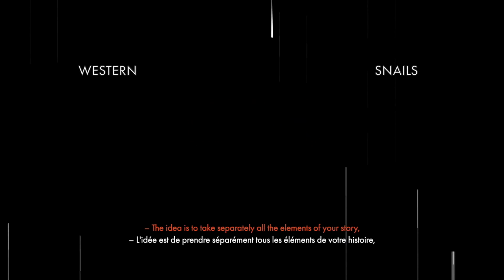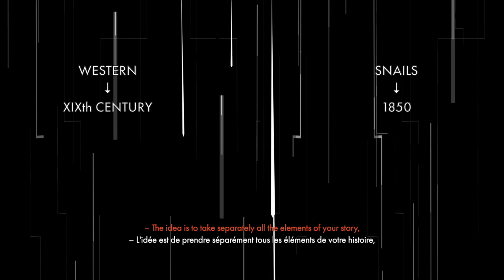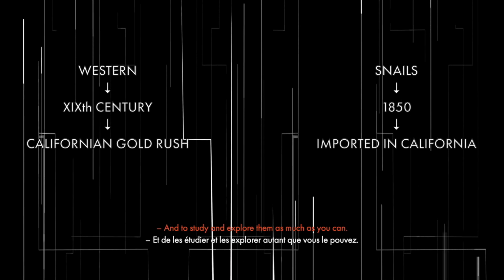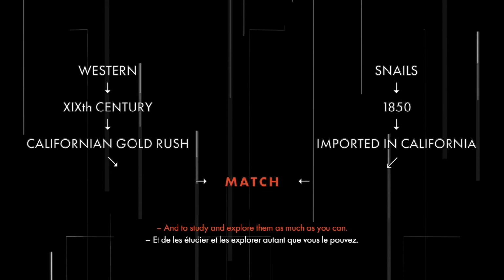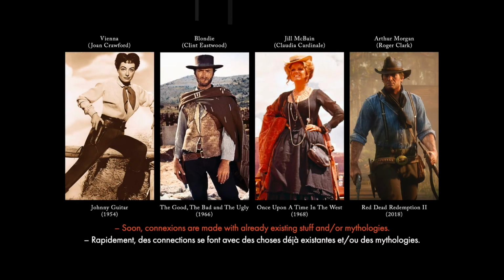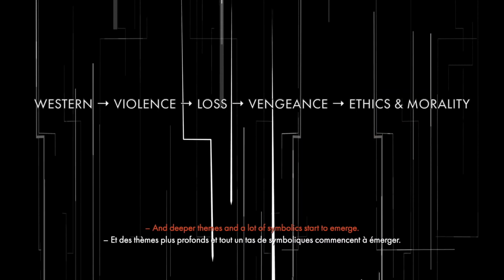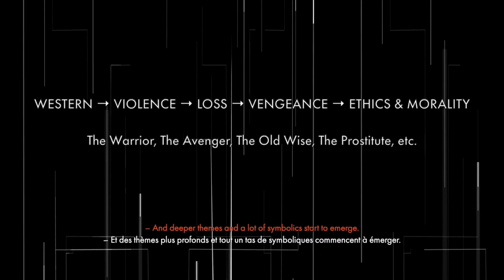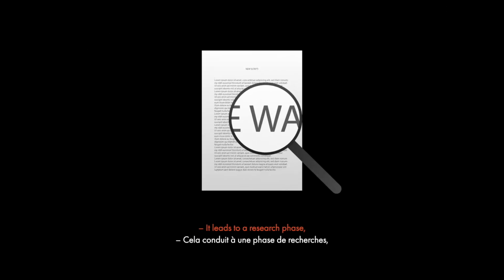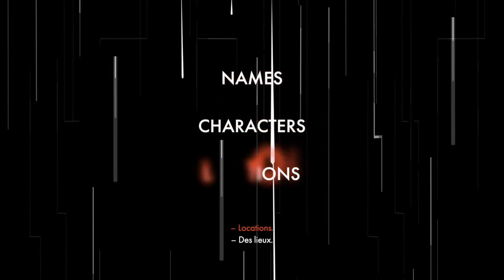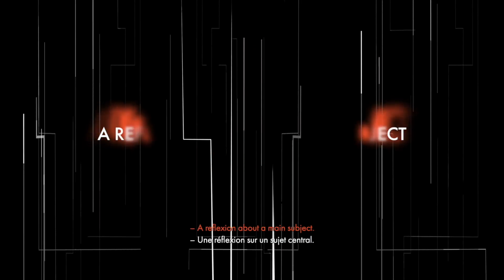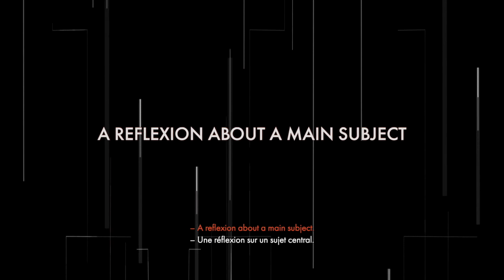The idea is to take separately all the elements of your story and to study and explore them as much as you can. Soon, connections are made with already existing stuff and/or mythologies, and deeper themes and a lot of symbolics start to emerge. It leads to a research phase from which comes names, characters, locations, and most of the time, a reflection about the main subject.